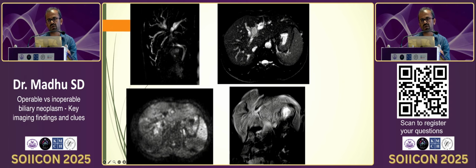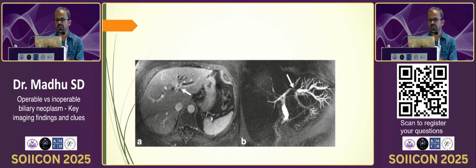So with respect to the operability, we need to mention whether the primary or the secondary ducts are involved, which side, right or left, and the relation of the tumor with respect to the hepatic artery and the portal vein. This is another example where we have a lesion in the left primary biliary radical. Here you can see the secondary radicals are dilated and they're separate.